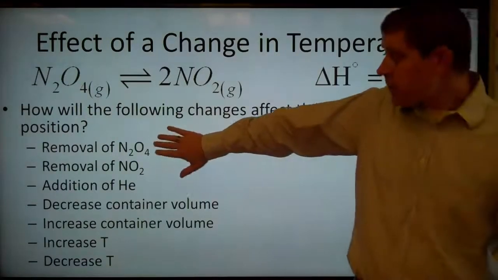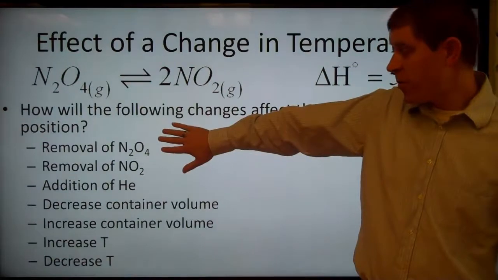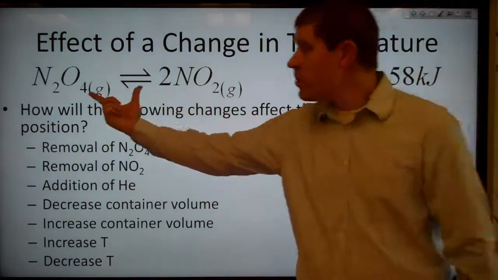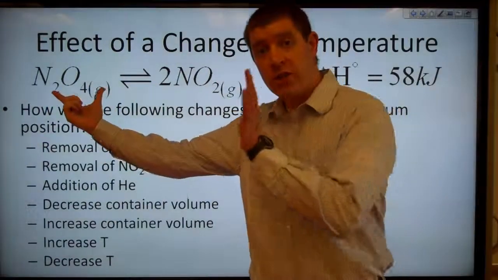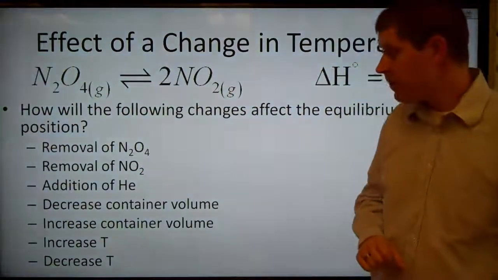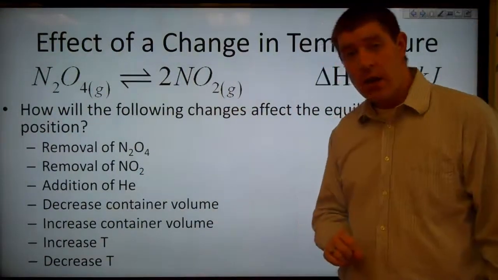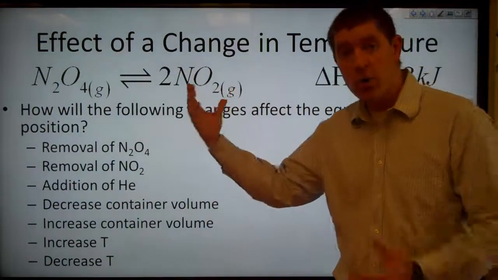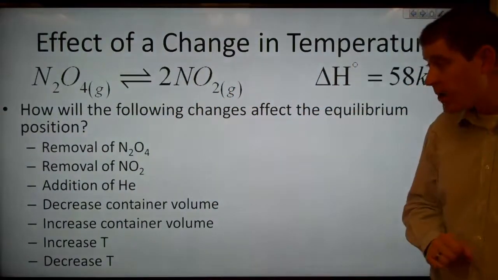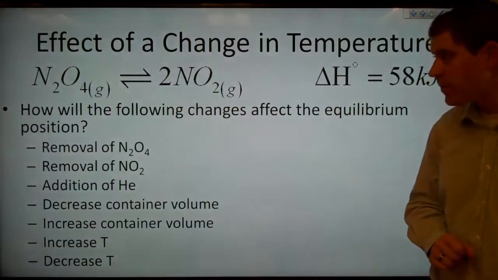So, if we remove the N2O4, we're removing one of our reactants, we're going to shift the equilibrium to the left. If we remove the NO2, we're removing one of our products, we're going to shift the equilibrium to the right to produce more of that product.